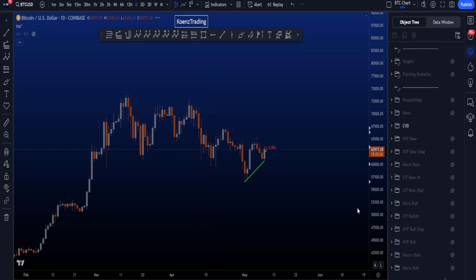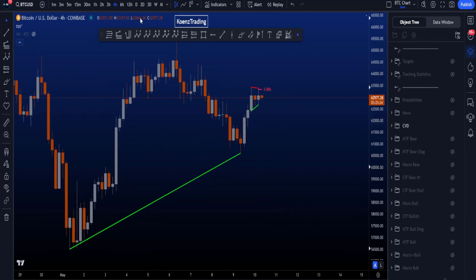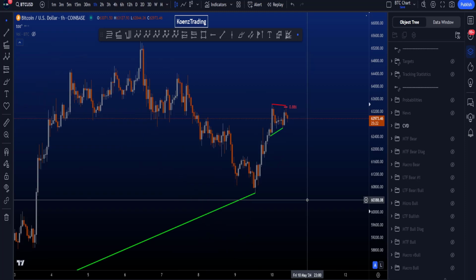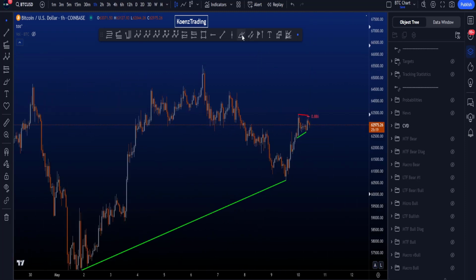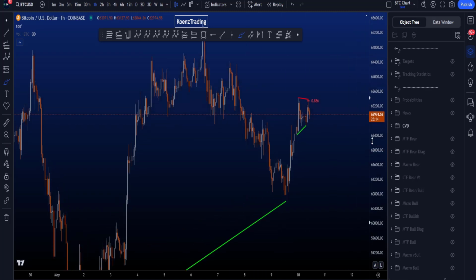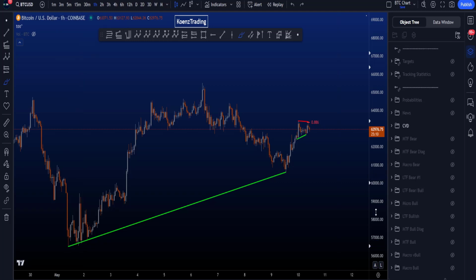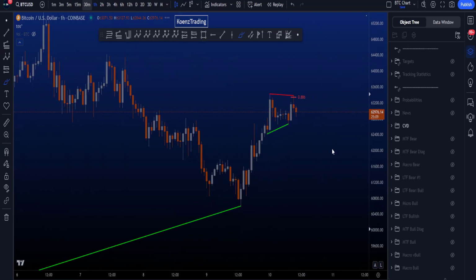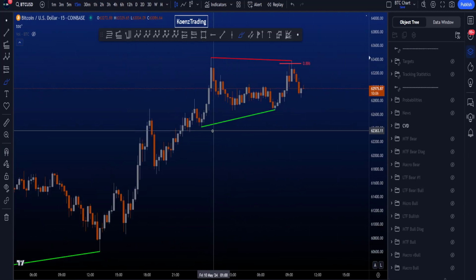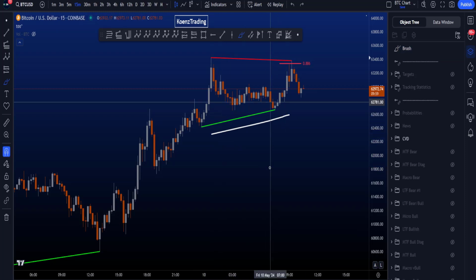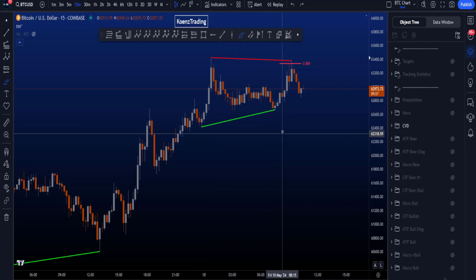When we look at the CVD divergences, we locally do have some bullish CVD divergences. First of all, on the 1 hour time frame, we have a higher low in price, lower low on the CVD, where the target is this high over here. The invalidation is price moving below the low. And then more locally, on the 15-minute time frame, we have a higher low in price, lower low on the CVD, which is a bullish CVD divergence.